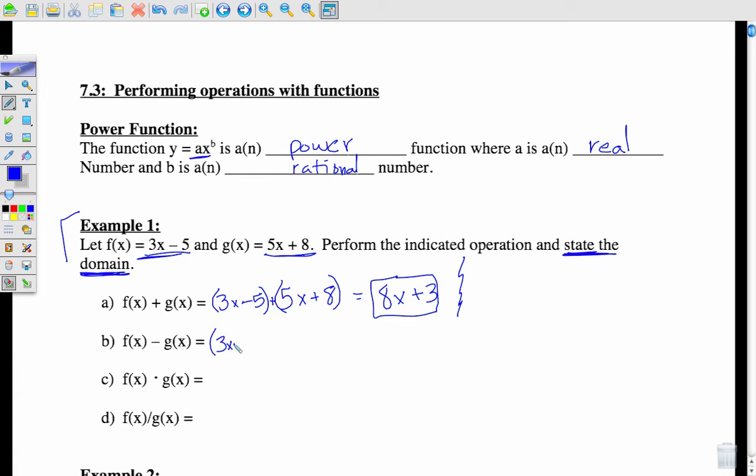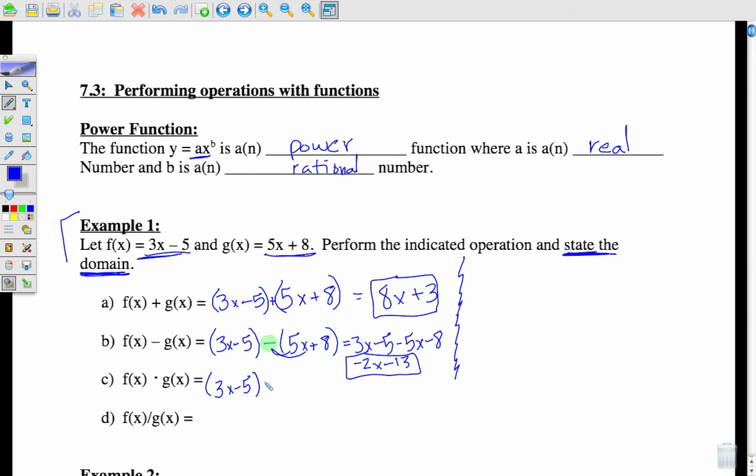Next one, we need to subtract. So, I go 3x minus 5, and making sure I put it in parentheses of 5x plus 8. The reason I have to put it in parentheses is because I must take that negative and I must make sure that it gets distributed to everything. So technically this is 3x minus 5 minus 5x minus 8. Combining like terms, you end up with a negative 2x minus 13. Again, we'll get to the domain of that one as well. We'll get there in a second.